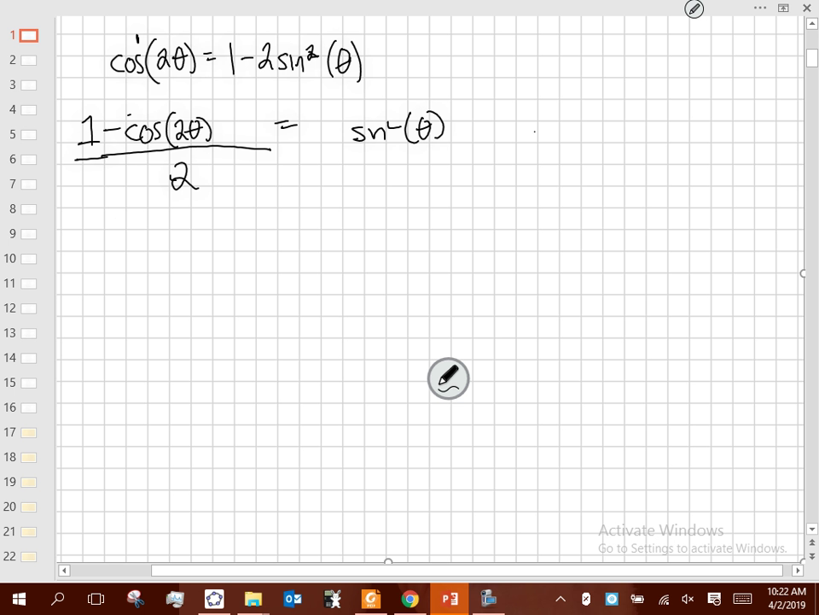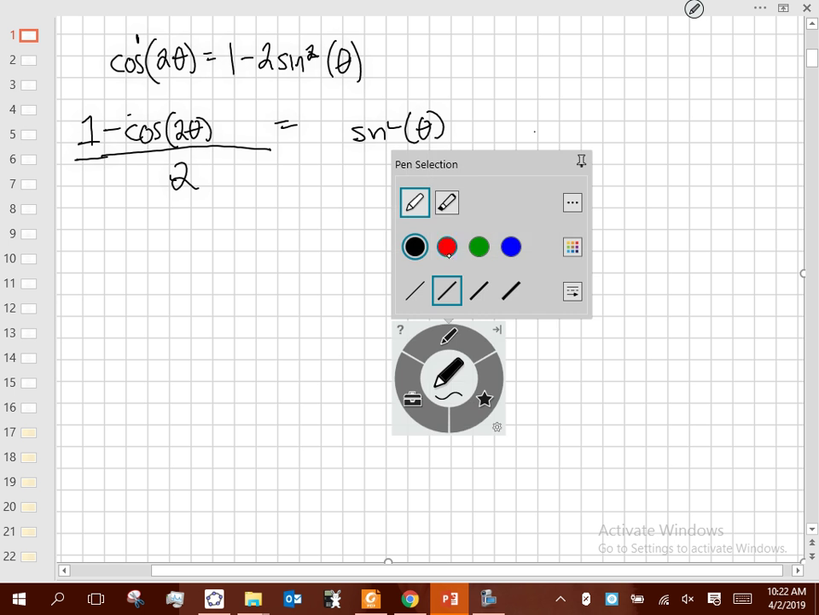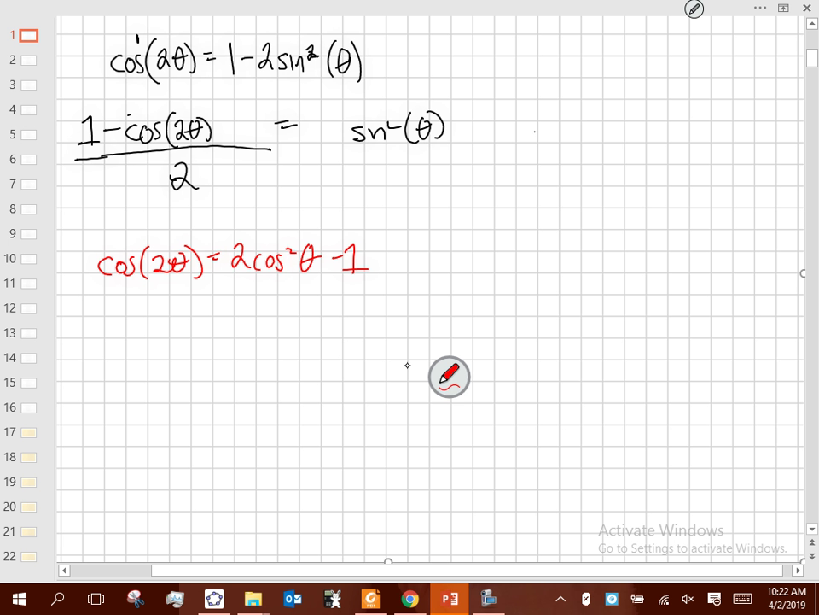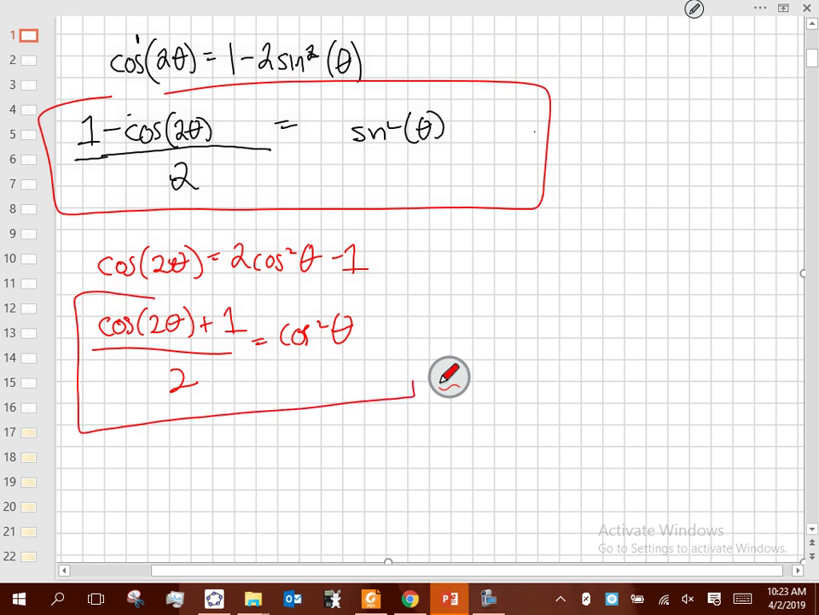Because the other format of cosine 2 theta that is of a benefit here is this one, where we go 2 cosine squared theta minus 1. If I add 1 to both sides and divide both sides by 2, I get that. So these are my 2 power reducing formulas for sine squared and cosine squared.